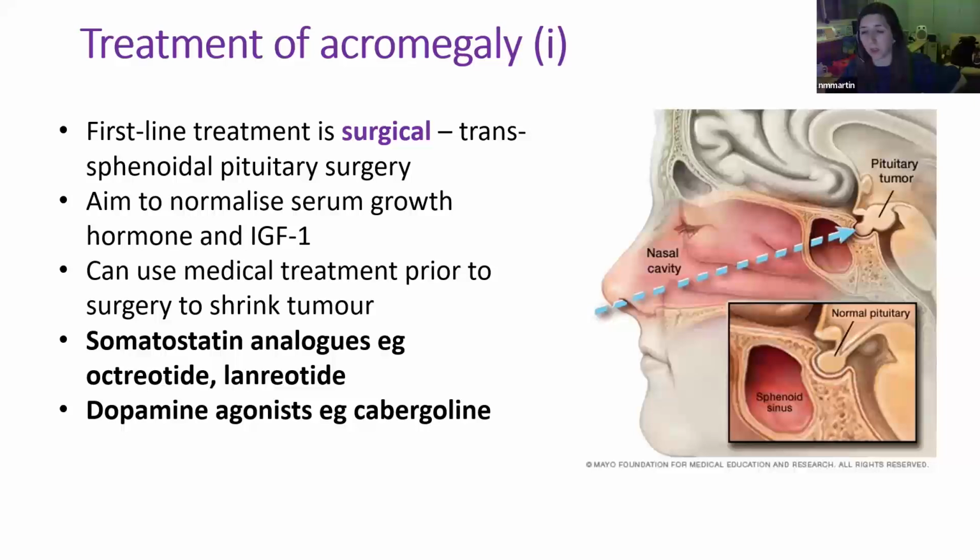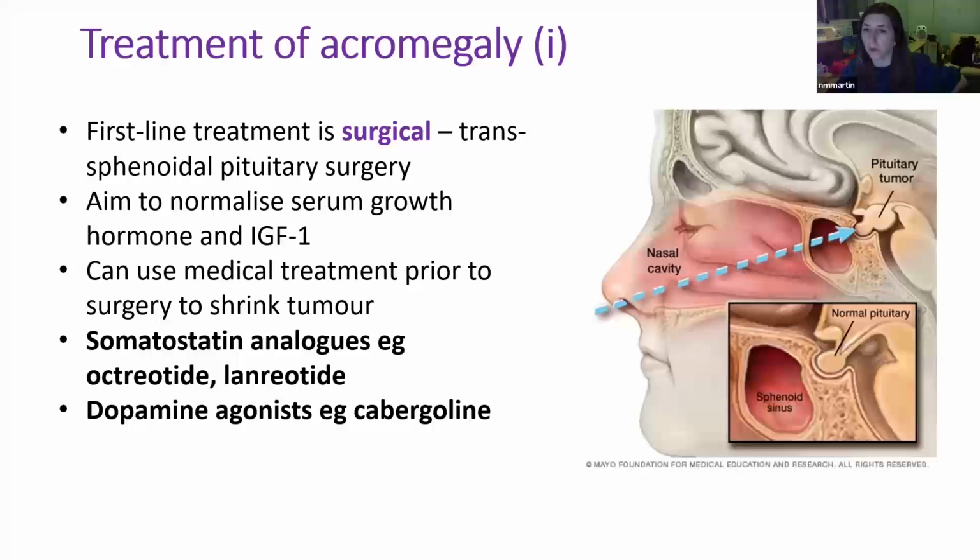So they're quite handy to use before an operation to try and shrink the tumor and to try and control the growth hormone, particularly, for example, if patients have headache, not feeling very well, sweatiness, trying to lower those growth hormone and IGF-1 levels before an operation.